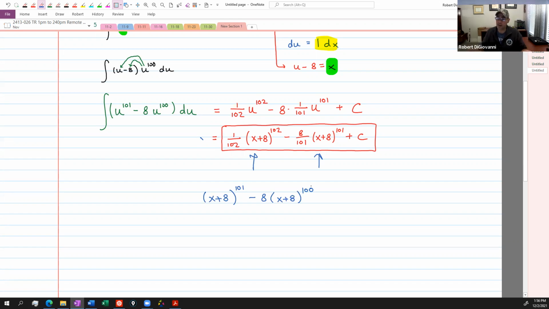That's the derivative, right? Now, how is that up there? Well, factor out of both of these an x plus 8 to the 100th power. So if you take x plus 8 to the 100th out of this one, you'll still have one x plus 8 left here, won't you? So I'll have an x plus 8 there.